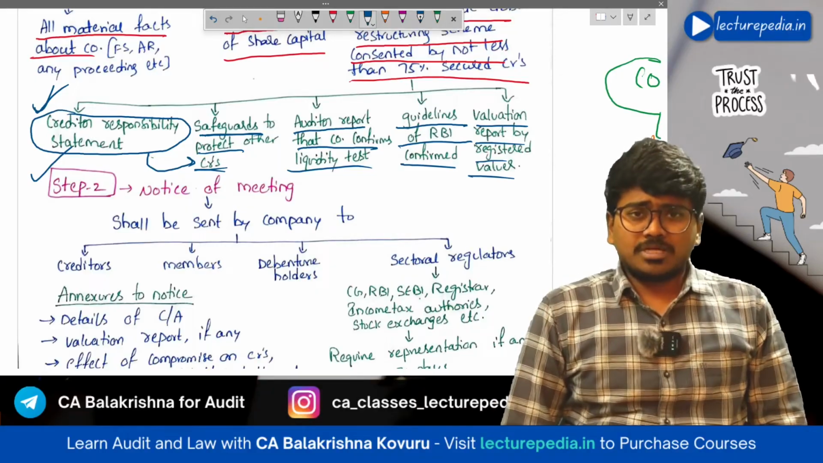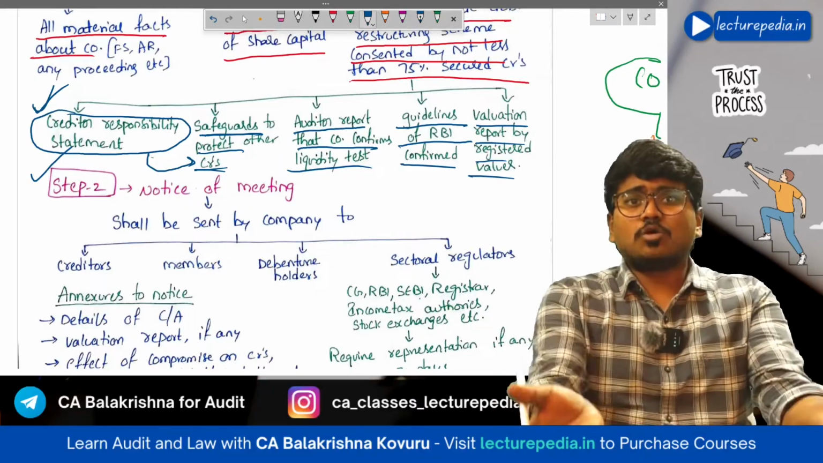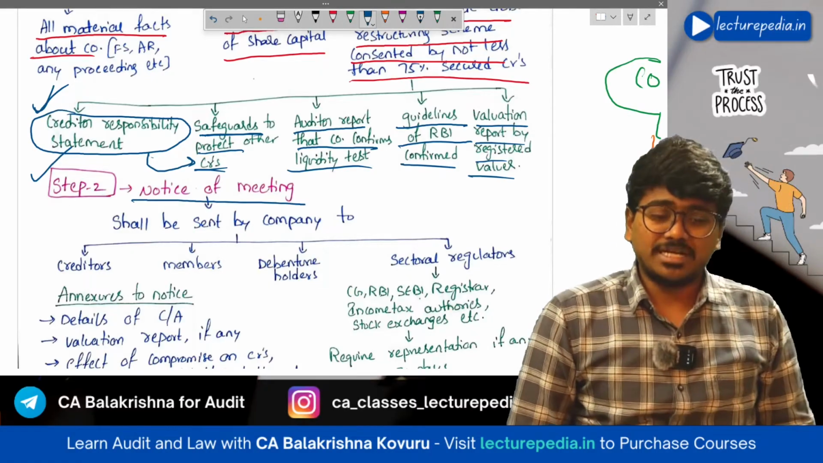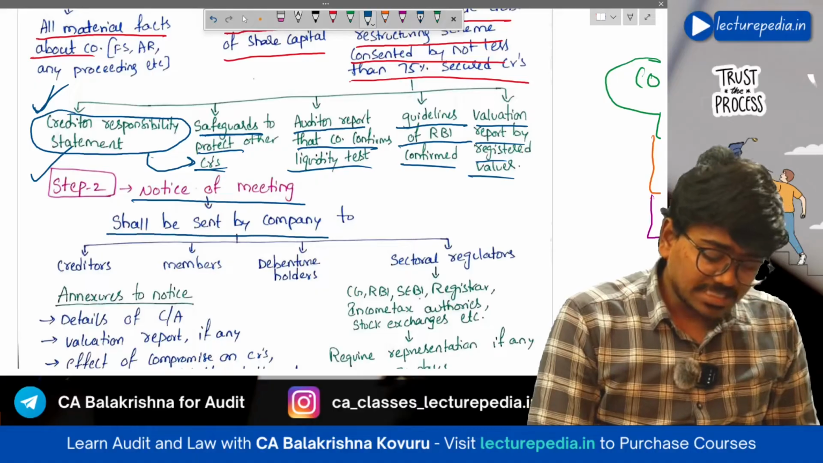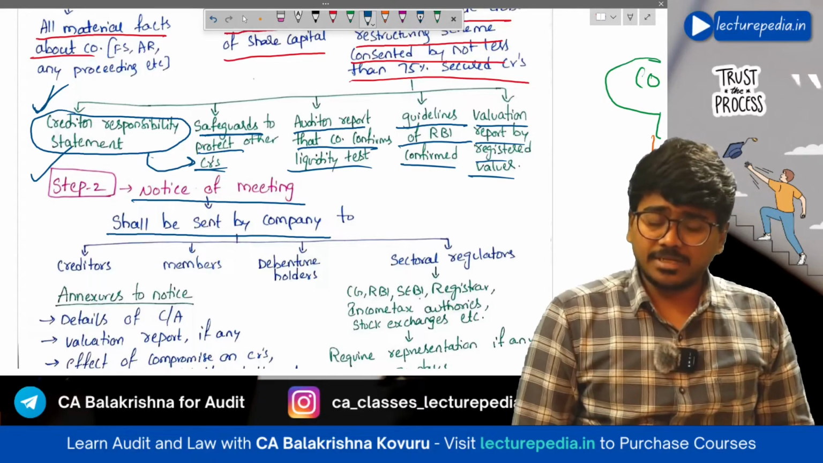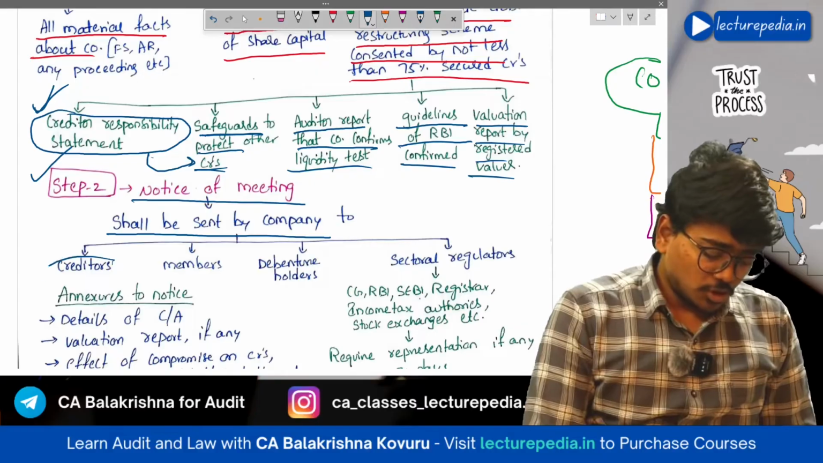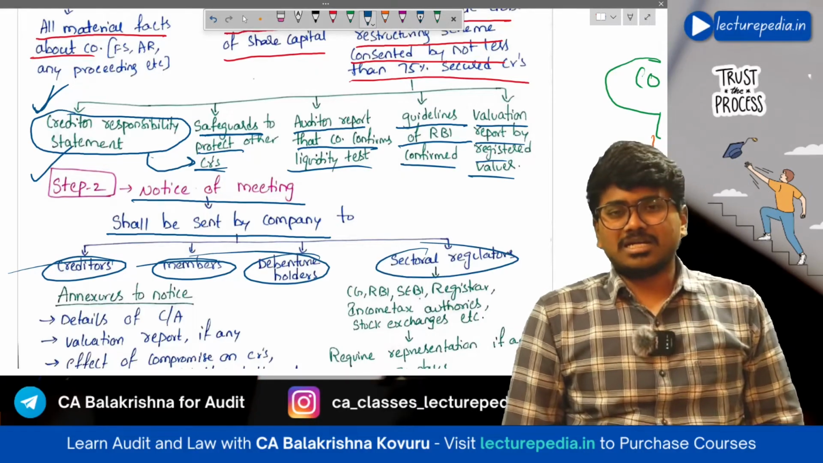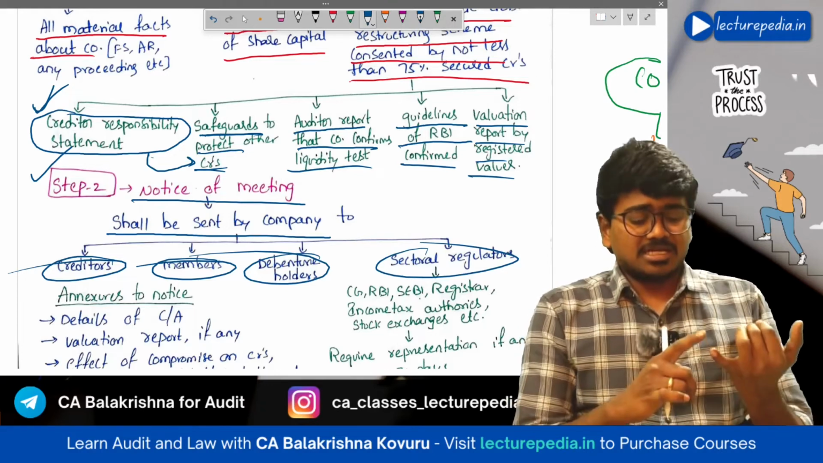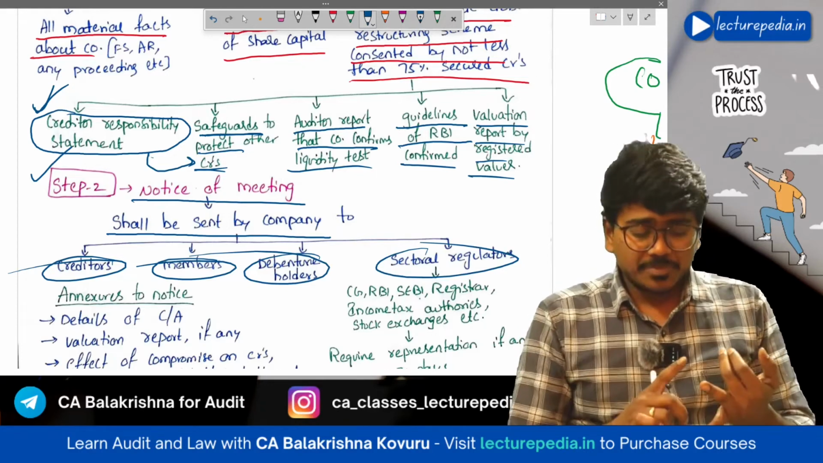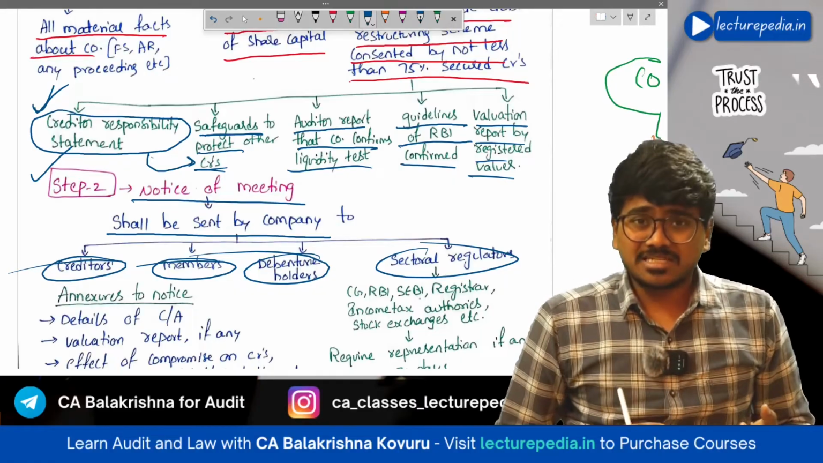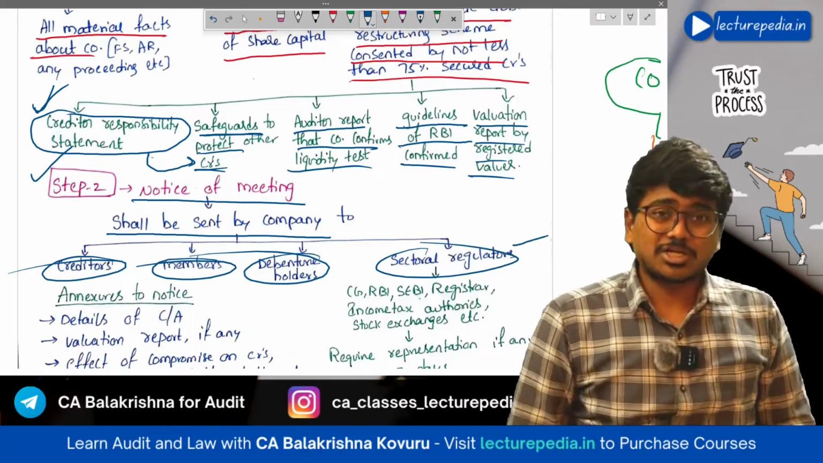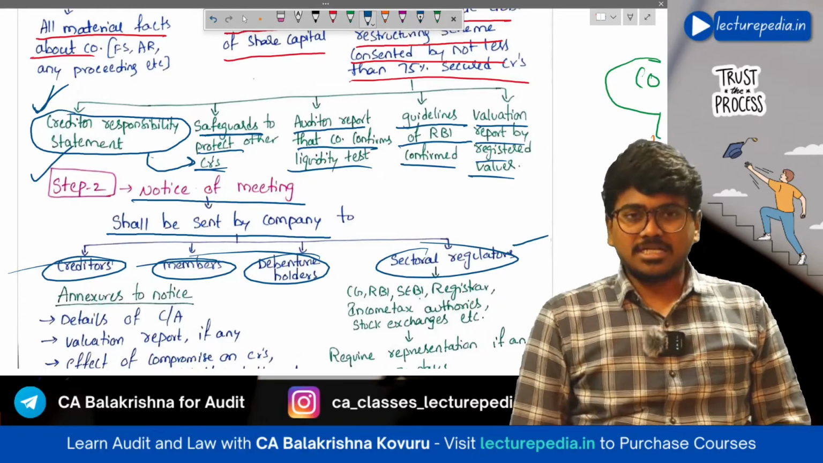Now the company has to call the meeting. In order to call the meeting, it has to give a notice of meeting, right? So step 2 is giving notice of the meeting, which shall be sent by the company to creditors, members, debenture holders, and sectoral regulators. Sectoral regulators means SEBI, the Securities Exchange Board of India, RBI, stock exchanges and registrar, income tax authorities. They will be coming under sectoral regulators, government authorities.